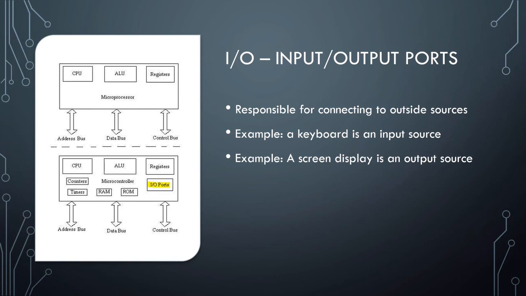So for example, a keyboard is an input source. Think of a keyboard connected to your computer, or connecting a keyboard to a microcontroller. When you are pressing those keys, you are providing an input to the system. Likewise, if you have a screen connected to your system, the display on that screen is an output. That screen is reflecting whatever the system is outputting to it. There's a lot of potential inputs and outputs for systems, but just know it's essentially anything that is allowing the system to communicate with the outside world.